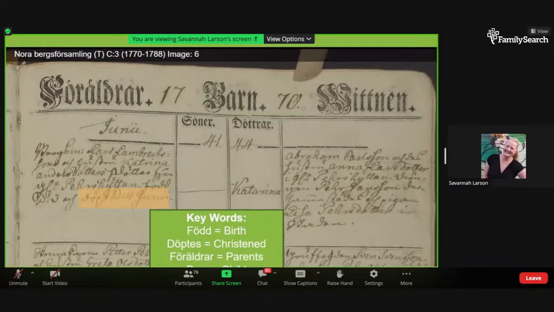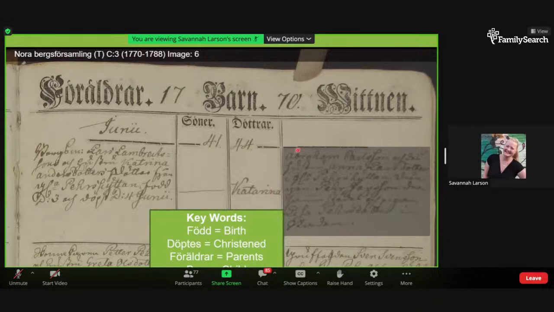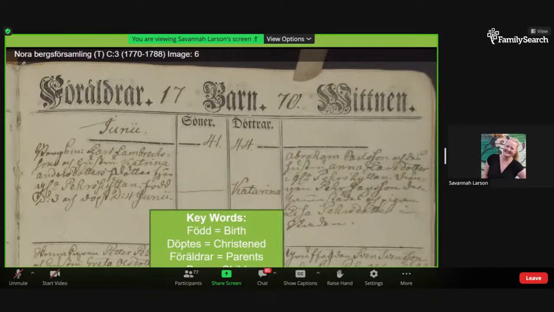Then we've got the christening date here, which is the 4th of June. And you've got that keyword here that says deftus to indicate that. We've got the name of the child, and this black box over here indicates the witnesses. So that's the information you can expect to find on these.